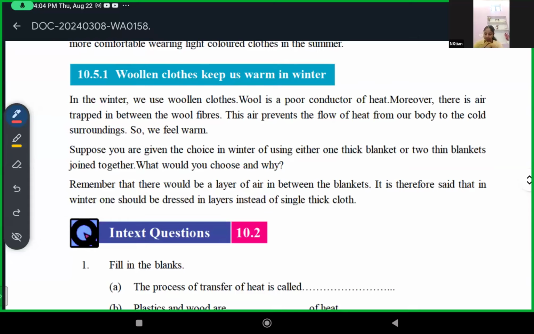And light colored clothes: when we are wearing light colored clothes in summers, air passes through it, and heat also passes through and it's replaced with the cold. They are also lightweight, so that we don't feel hot in summers.